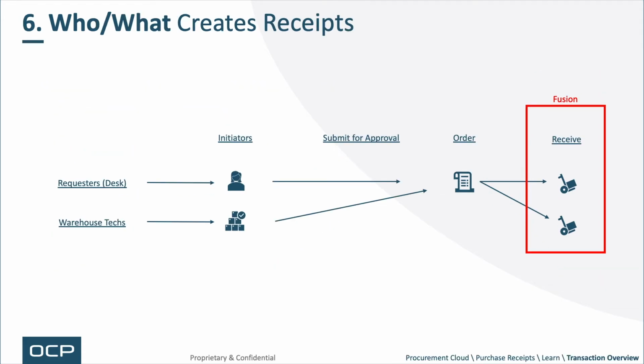Okay, so who or what creates receipts? Well, it's largely two groups, and we see here on the left: requesters, at their desk, or warehouse techs, which you can also call shipping and receiving. Warehouse might be more of a materials management type of term, inventory tech, etc. But the point is, usually at desk or dock by someone that is at one of those two places.